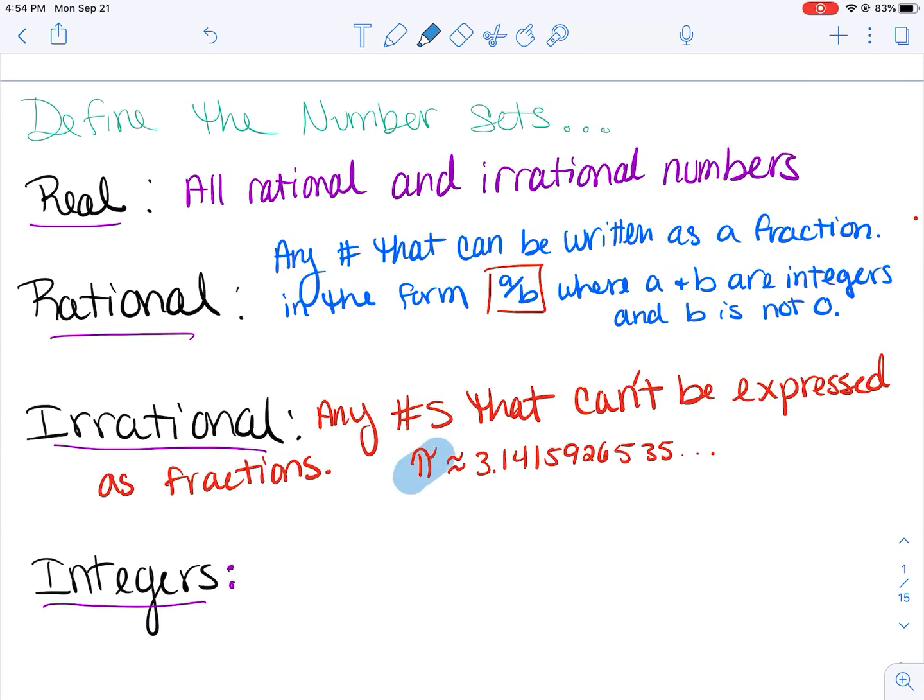That's why we created an entire symbol to represent it, because this number is out of control. So any number that can't be written as a fraction is usually a value like a square root maybe, pi, something that has a decimal that doesn't terminate and doesn't repeat, okay?